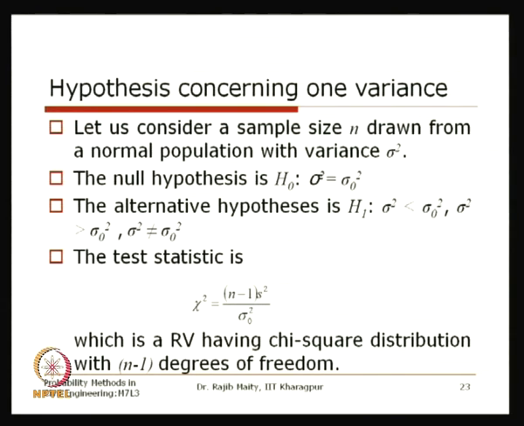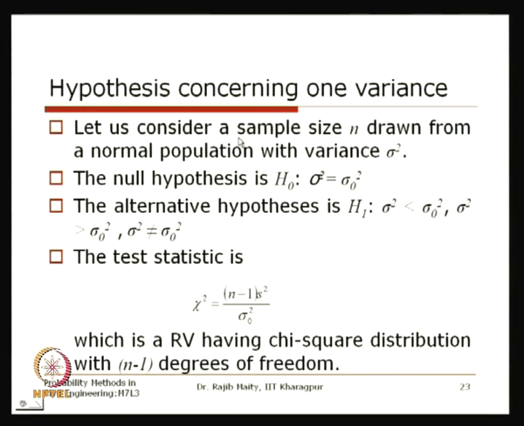Well, so we have seen the tests for one mean and two means, and now we will see the tests for variance. First we will start with one variance, and then we will go for the second variance.